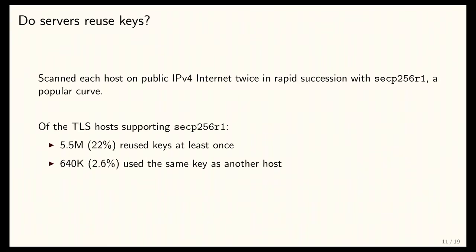So of the TLS hosts that supported this really popular NIST curve, we found that 22% of them reused keys at least once when we hit them twice with these scans. And also interestingly, we found that 640,000 of them reuse the same key as another host within the same scan. So this could be due to load balancing behavior, or maybe there's some other explanations. So it does look like servers are reusing keys. So we have one piece of the puzzle here.